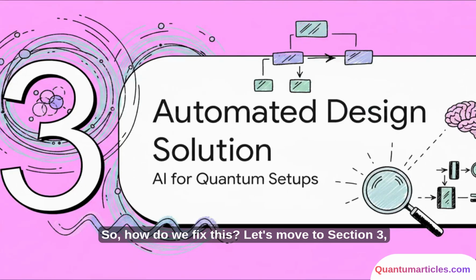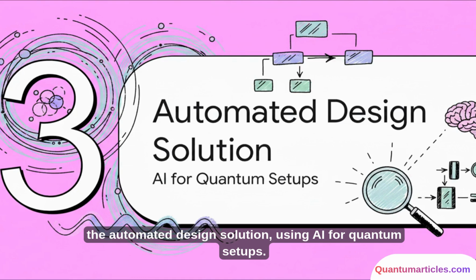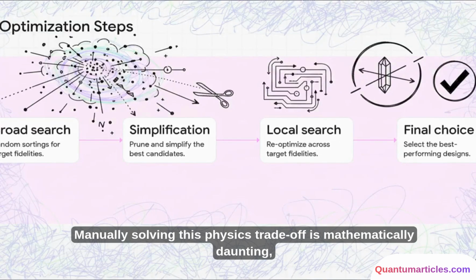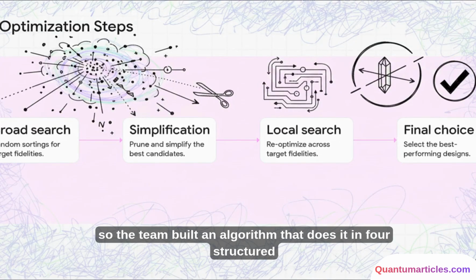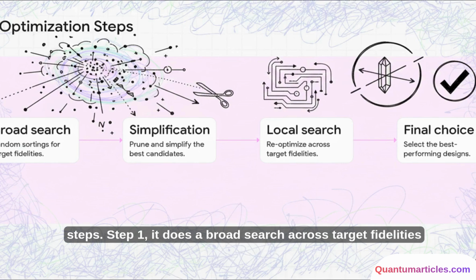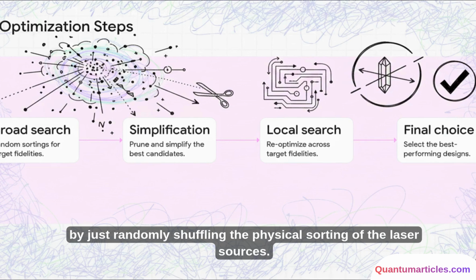Let's move to section 3, the automated design solution, using AI for quantum setups. Manually solving this physics trade-off is mathematically daunting, so the team built an algorithm that does it in 4 structured steps. Step 1, it does a broad search across target fidelities by just randomly shuffling the physical sorting of the laser sources.